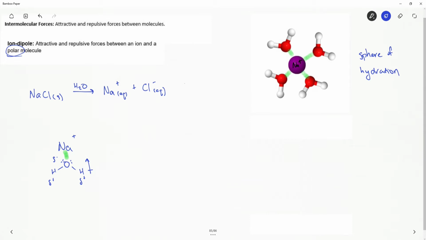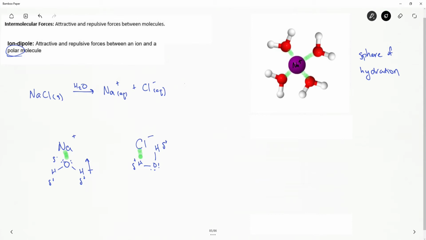The same thing happens with the chlorine anion. So if I come back over here to the left side of my page, chlorine, of course, being an anion, has a negative charge, so the water molecules are going to orient a little different around it. You are going to have the hydrogen atoms with their partial positive charge to set up an attractive force between the chlorine negative charge and the hydrogen partial positive charge.